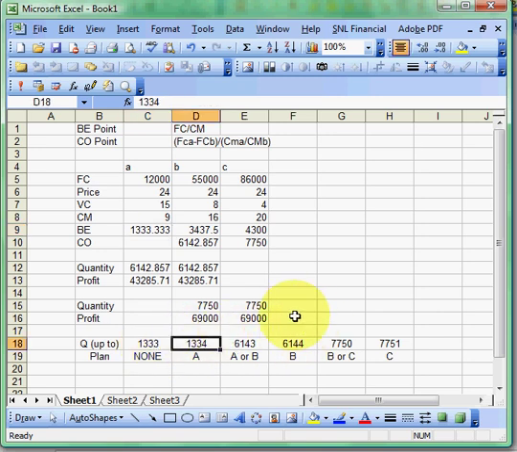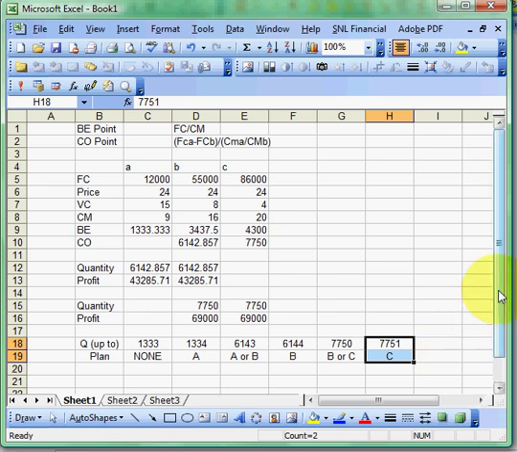So at 1334 and all the way up to 6142, we're going to use plan A. We're going to use this machine until we get to 6143 units, which was our crossover point up here. At 6143, we can use either machine because our profits are going to be the same, as we've shown here. But the very next unit, it's going to be better to go with machine B. We're going to be in this range for machine B, and we stay with machine B all the way till we get to 7,750 units. At that point, our profits are going to be exactly the same at $69,000. But anything over 7,750, we're going to switch over and use machine C.